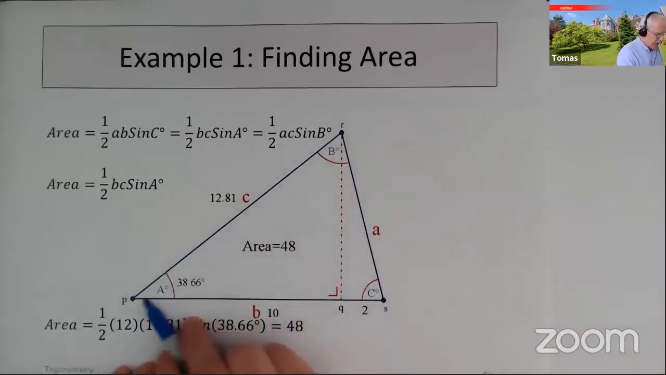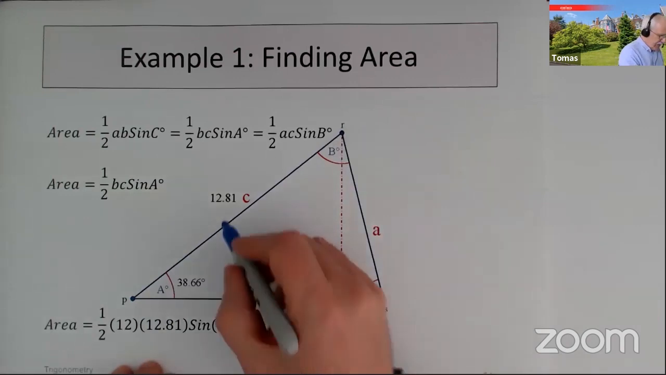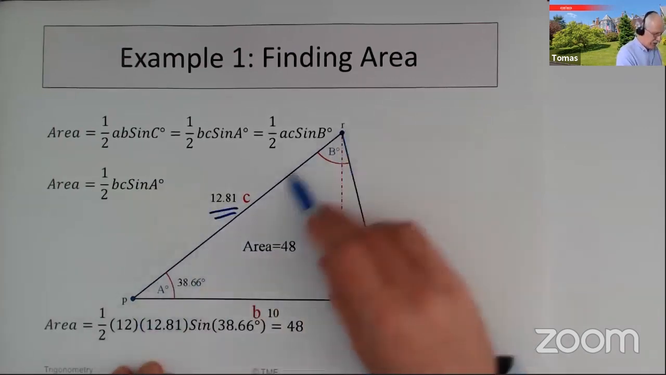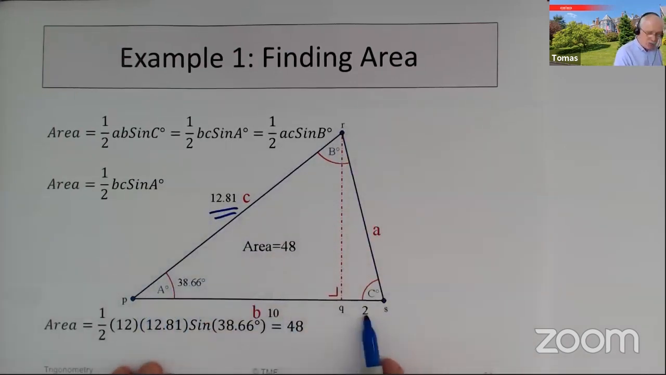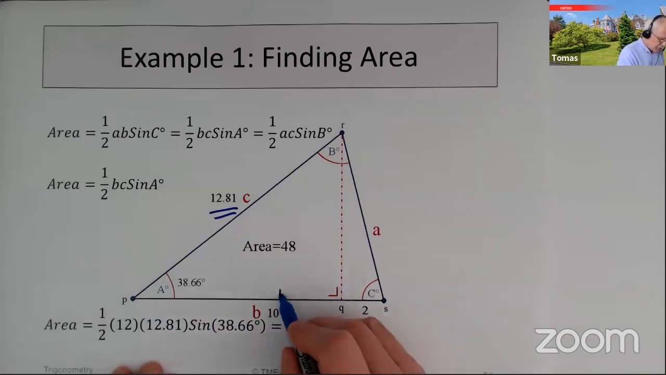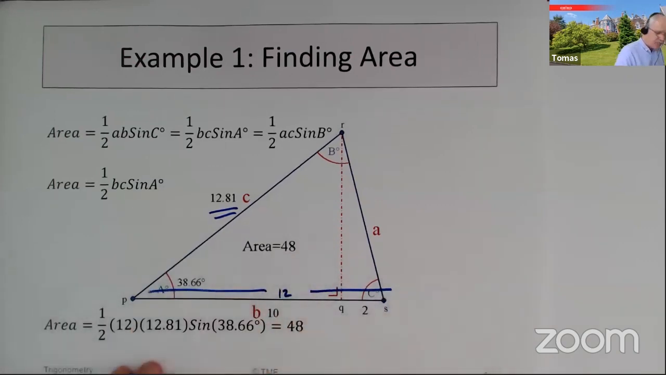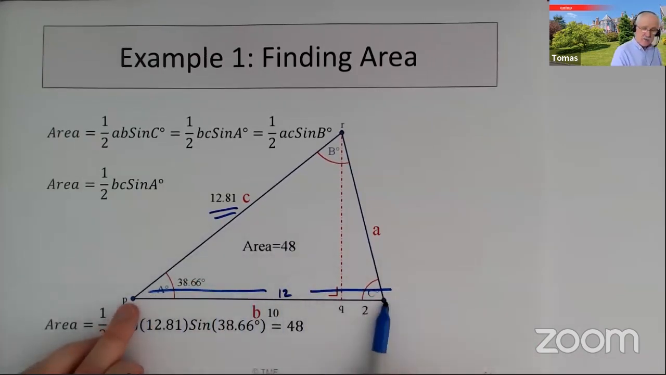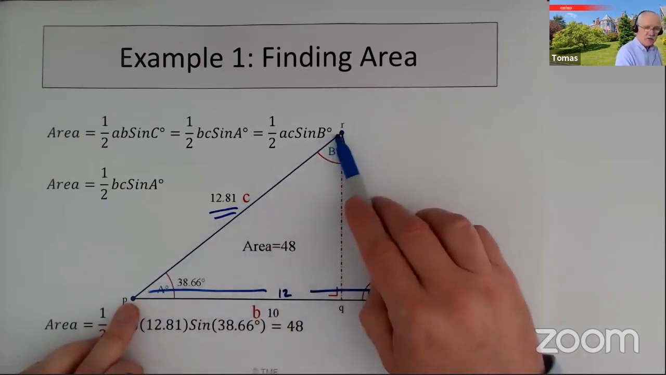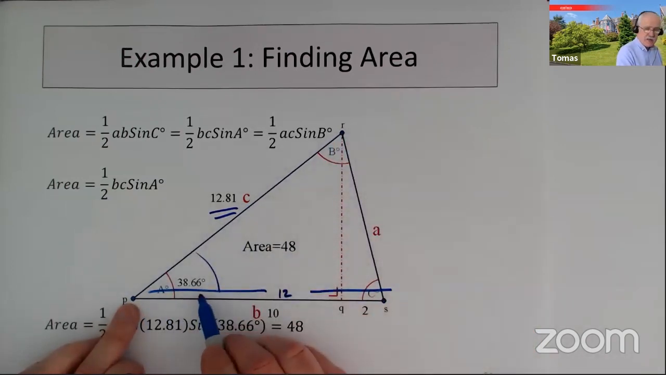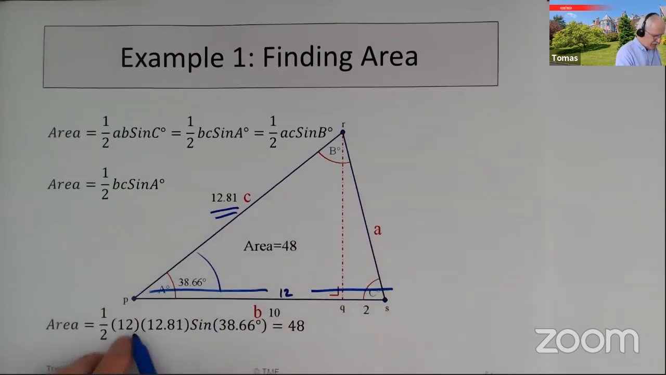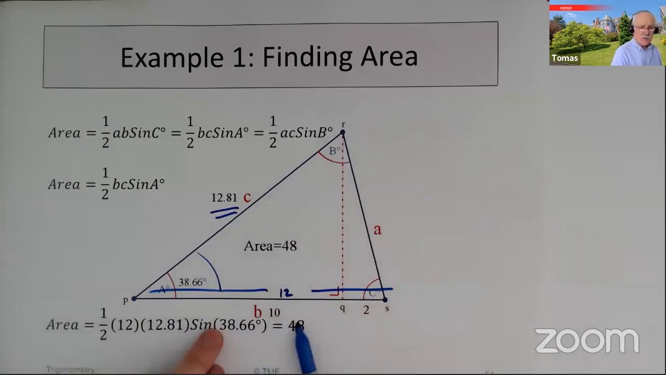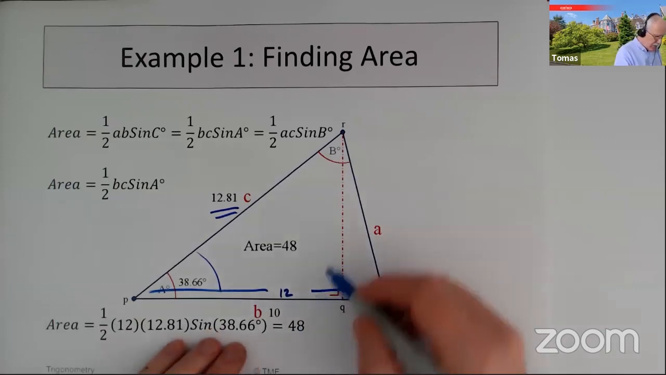Here's an example of a triangle. The length is 12.81 this way. The length this way is 10 plus 2, so the full length is 12 from the beginning to the end. And if somebody says, what's the area of the triangle? Well, you know this length is 12. You know this length is 12.81. You know the angle in between. So the answer is half times 12, one length, by the other length, by the sine of the angle in between, and that's 48.